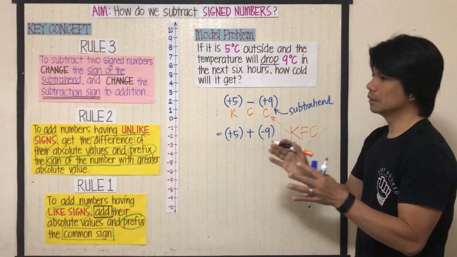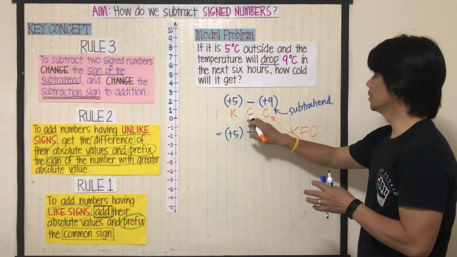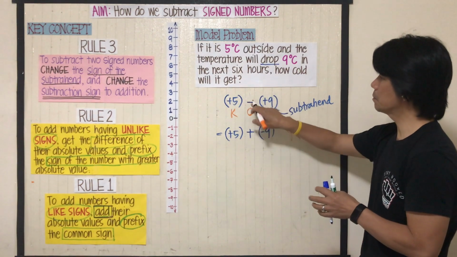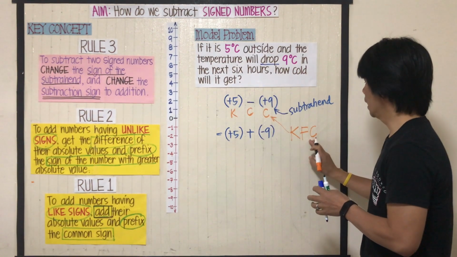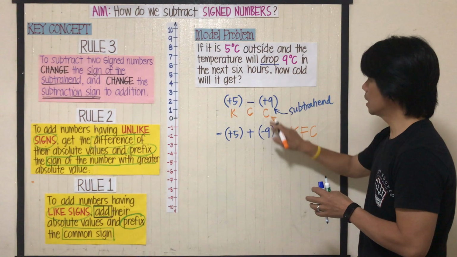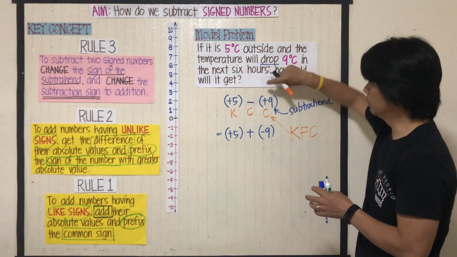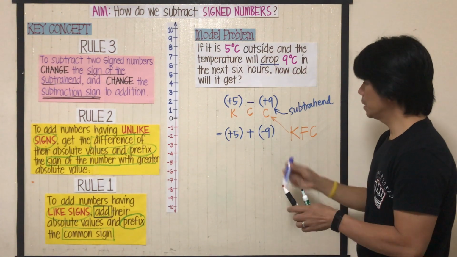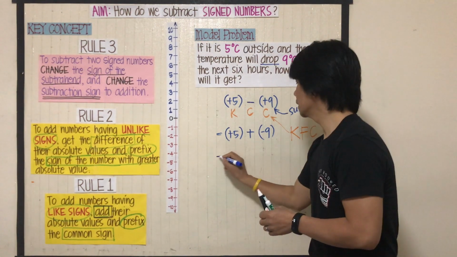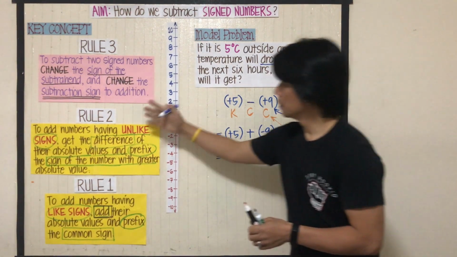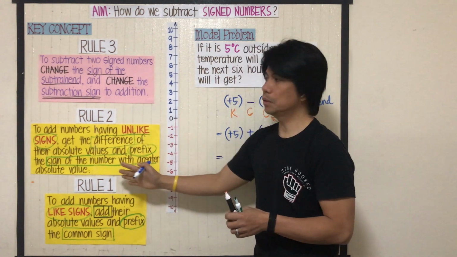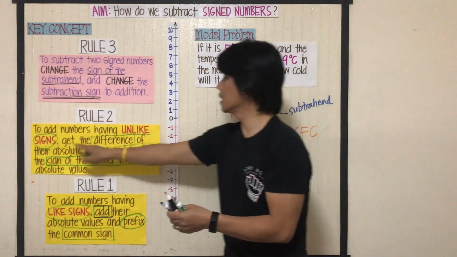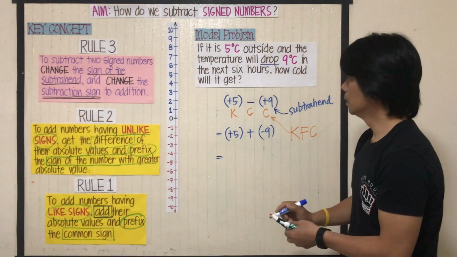You keep, meaning don't do anything with it. Change or flip the sign for the operation from subtraction to addition, and change the sign from positive to negative. If this happens to be negative, then you change it to positive. Now how do we add this up? This time it is addition. You have to refer back to the rule, and since they have different signs, or unlike signs, we're applying rule number 2.